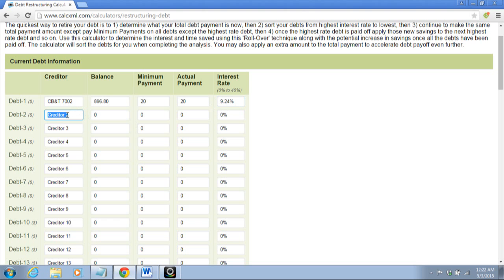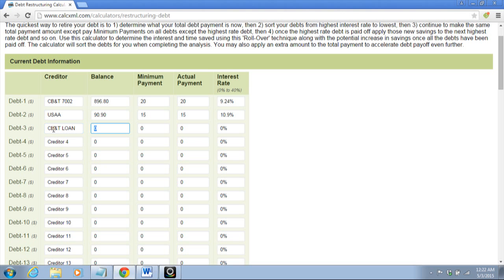Okay. Another loan they had was USAA. I know a lot of people are familiar with that. The balance on this particular one was $90.90. The person was making $15 payments, and the actual payment they made was $15. Interest rate was 10.9.